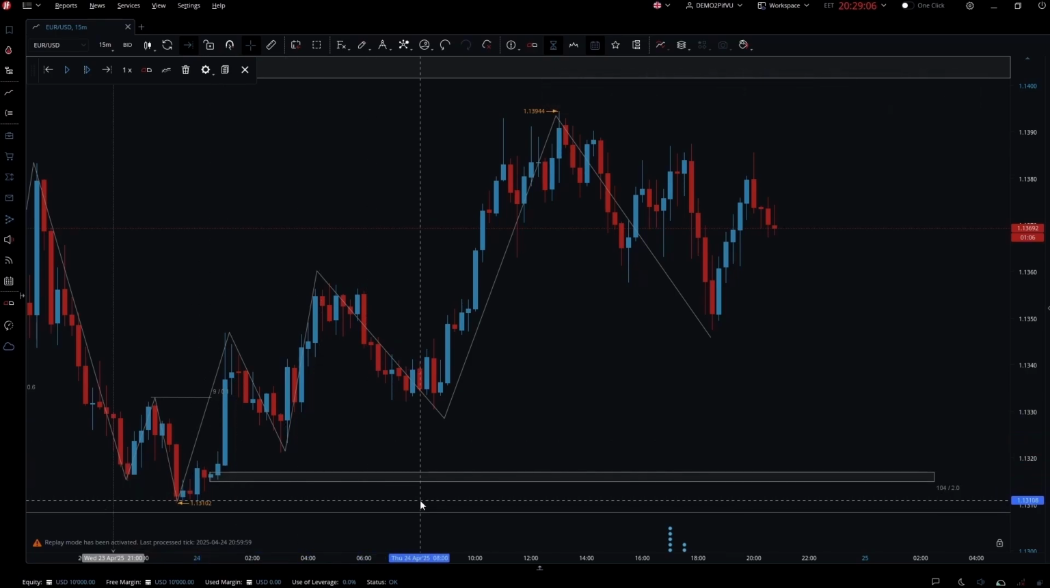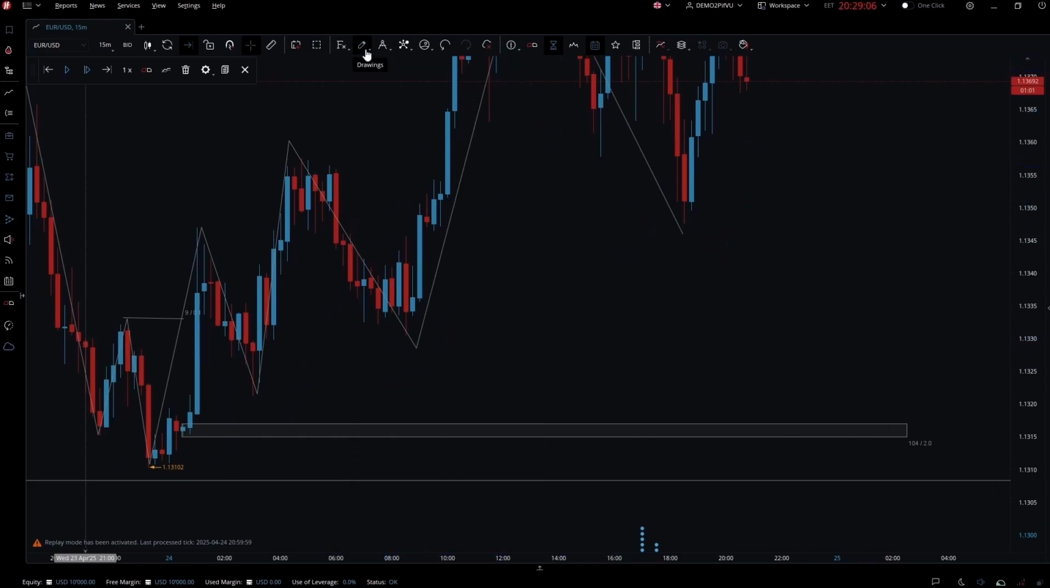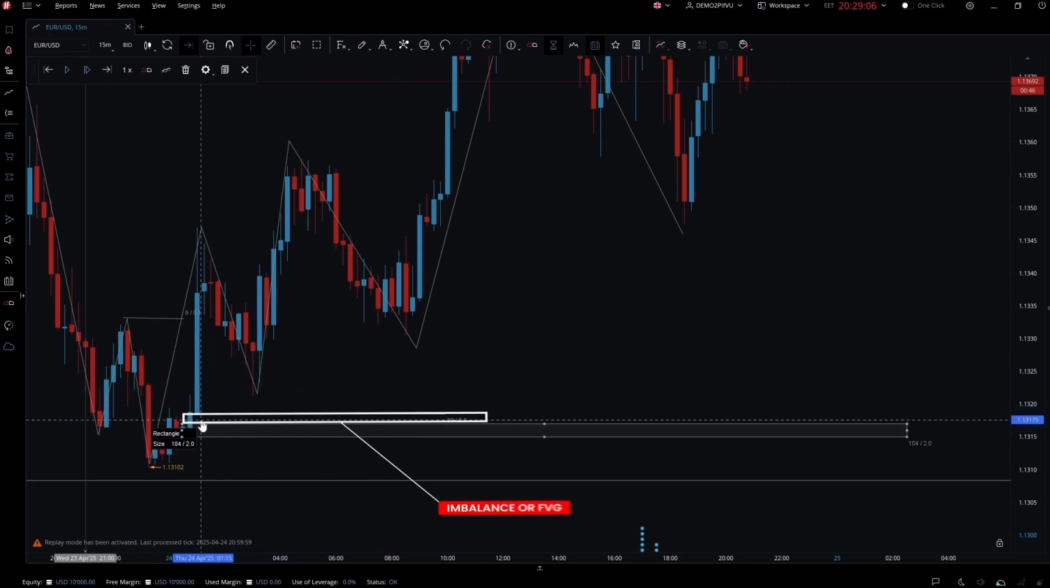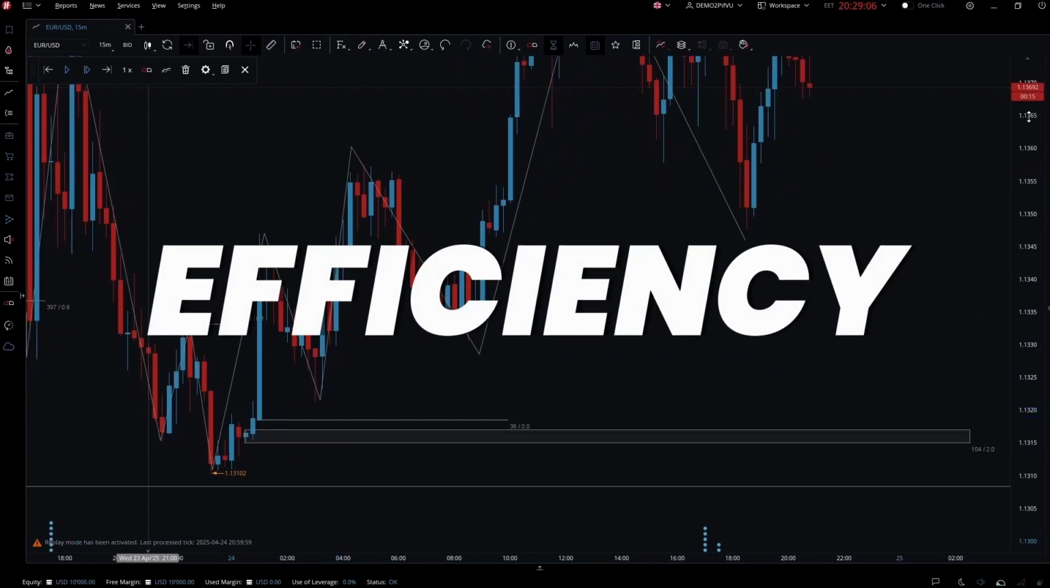The fourth thing you need to look for is an imbalance. What is an imbalance? It's commonly called a fair value gap. I call it an imbalance. So this is an imbalance. It's the same idea as a fair value gap. The general idea about fair value gaps is they are a magnet for price. So the last thing you look for at the demand zone is an efficiency.